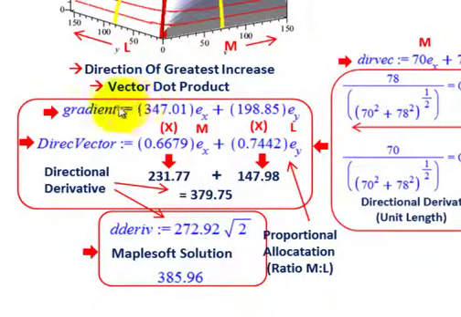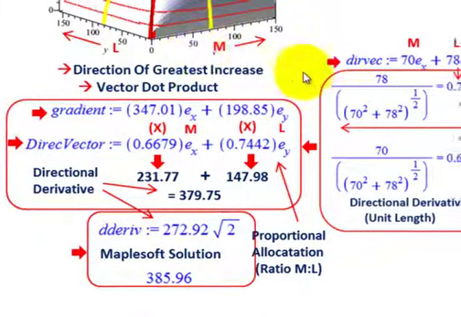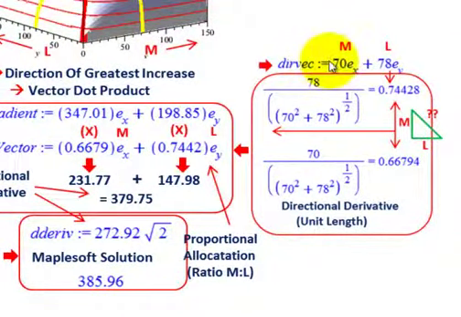Again, we start with our gradient. That's our gradient vector that we just calculated. Now the next thing we have to do is come up with our directional vector. Based on our units, material and labor, this is our directional vector. We've got to bring it down into a unit amount. The directional vector is 70 units of material plus 78 units of labor.